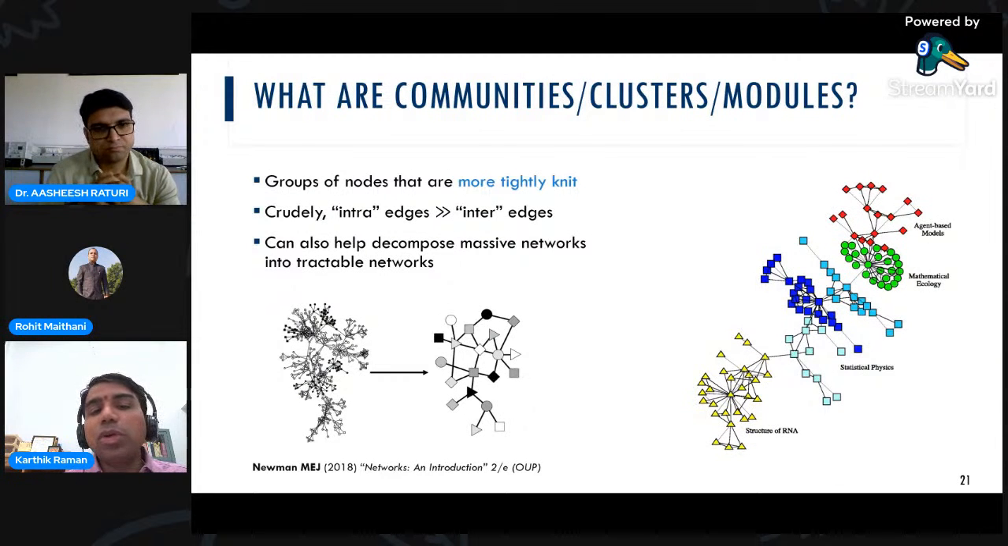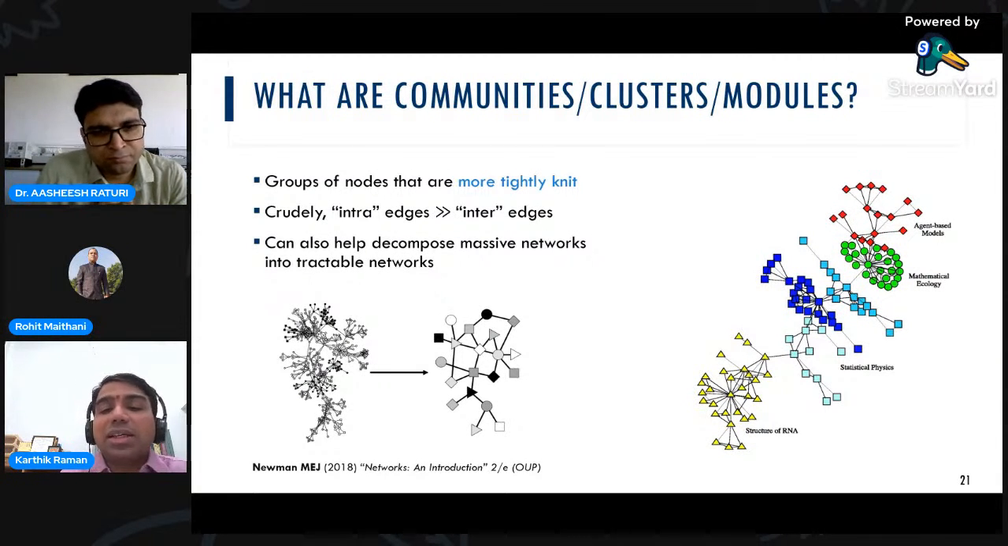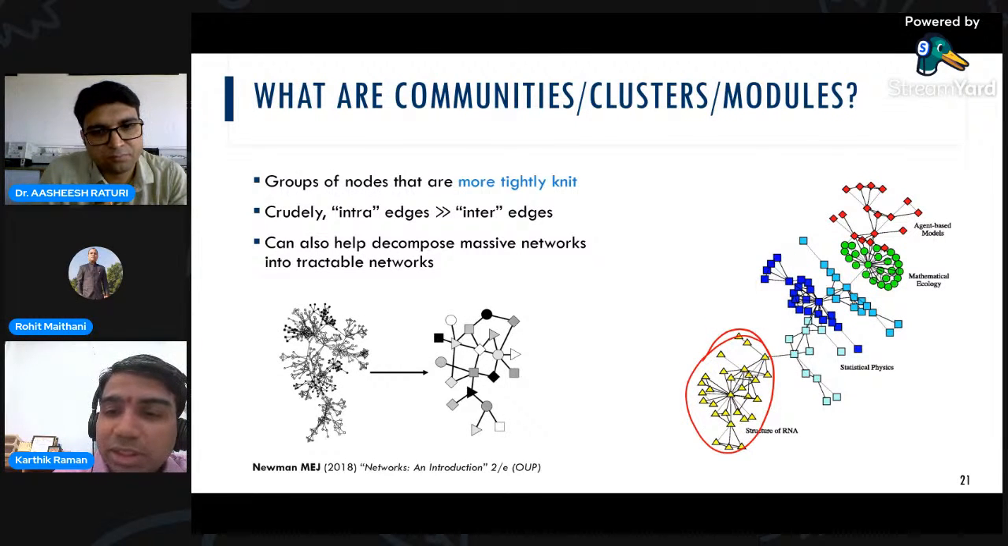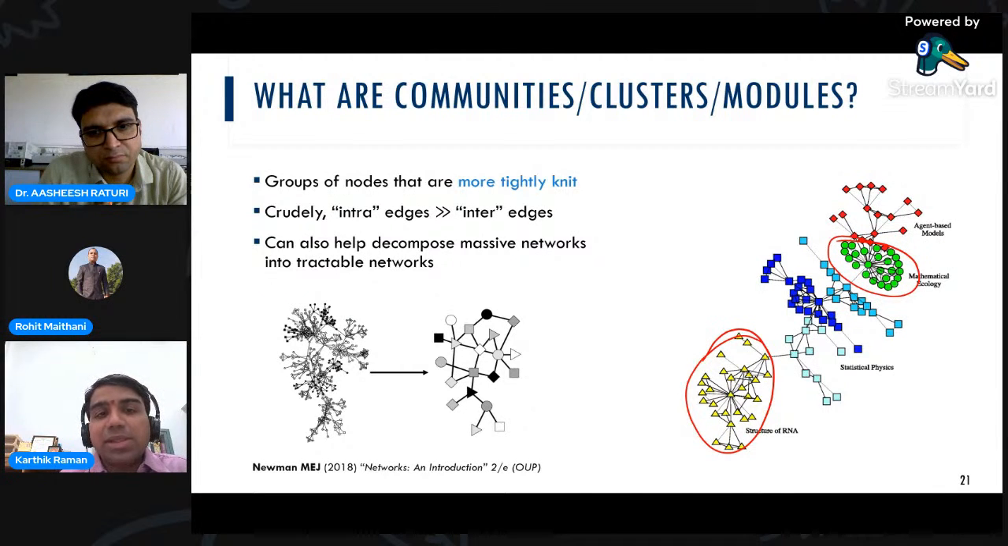Okay? So very crudely speaking, you can think of these as nodes that are tightly knit. So you can say that this is one tight group of nodes and this is one very tightly knit group of nodes. Why? Because they have more connections amongst themselves than to the outside world, so to speak. And this is, for example, a bibliographic network, which essentially captures how papers cite one another and so on. So you see, statistical physics papers mostly cite one another, but they occasionally cite papers from some other fields and so on.